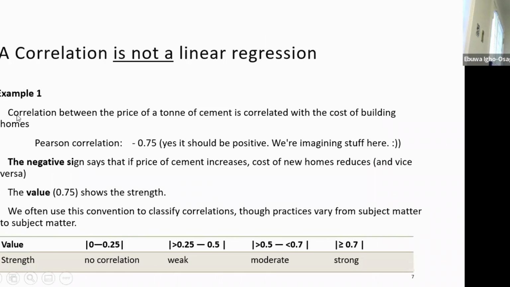And so we're back to this idea of cement. The price of a ton of cement is correlated with the cost of building homes. You've agreed. So let's say our correlation is negative. And by the way, remember negative, mathematically, you denote it with a minus sign: negative 0.75.